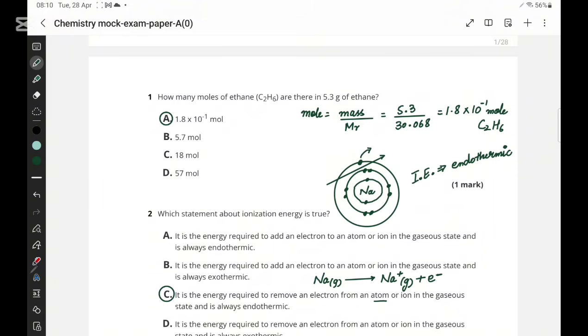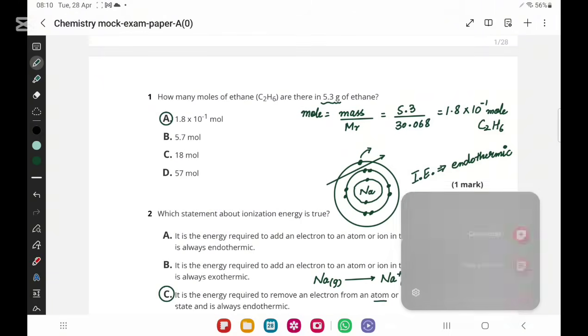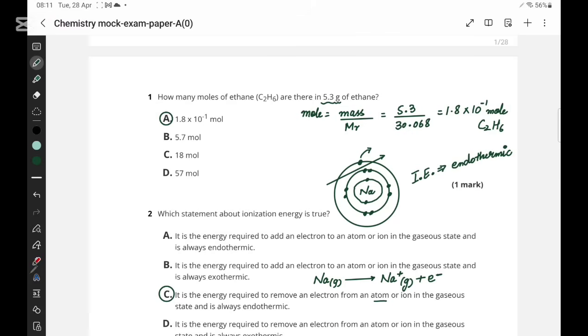So we are going to apply a formula, that is mole is equal to mass by Mr. So mass is 5.3, that has been given to us, and we have applied this formula. Mole is equal to mass by Mr. So Mr is this one, and moles comes out to be 1.8 times 10 to the power minus 1. So our answer is A.